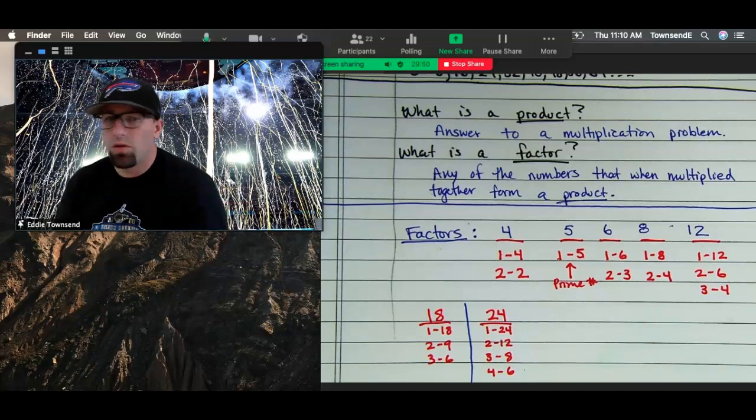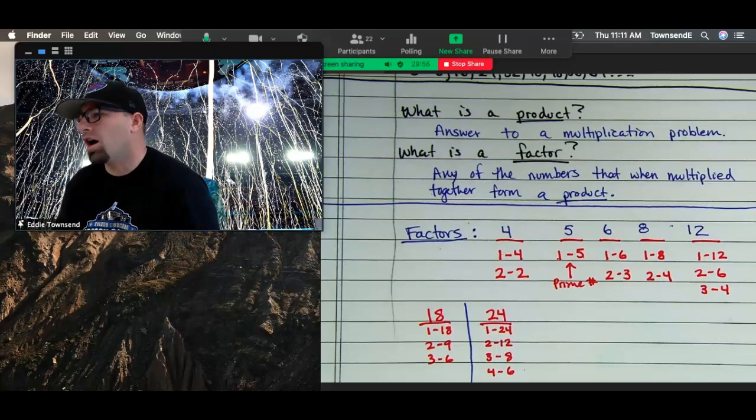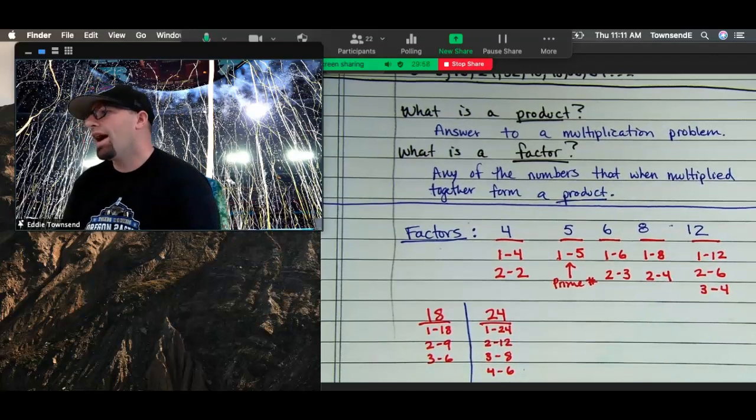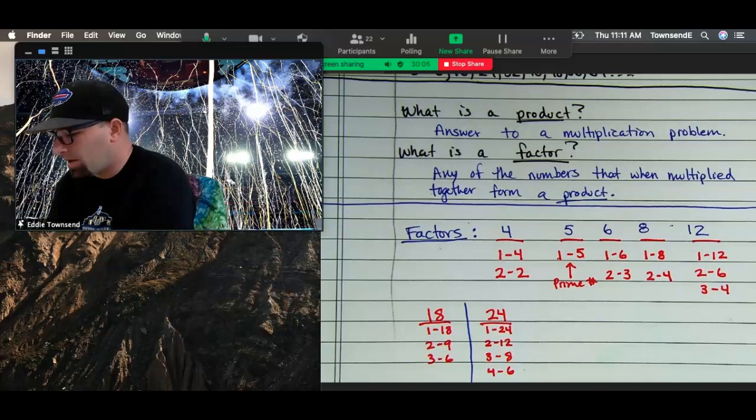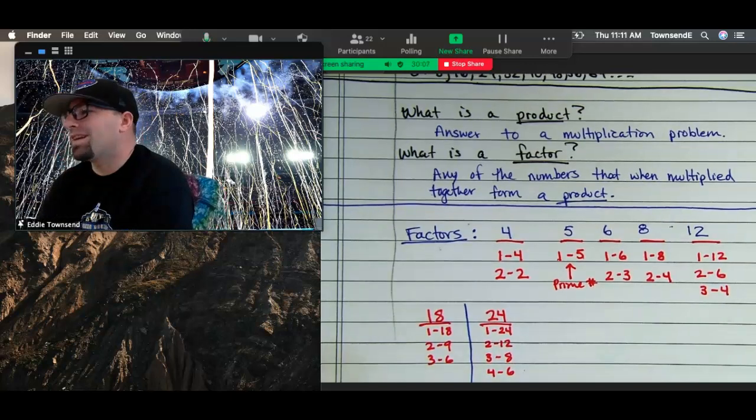Now, what we're going to do is find the greatest common factor. Okay, so common. So when you have something in common with somebody, like, oh, we both have blue eyes, or we both have brown hair, or we both like basketball. Okay, those are commonalities. So we're going to find common numbers.